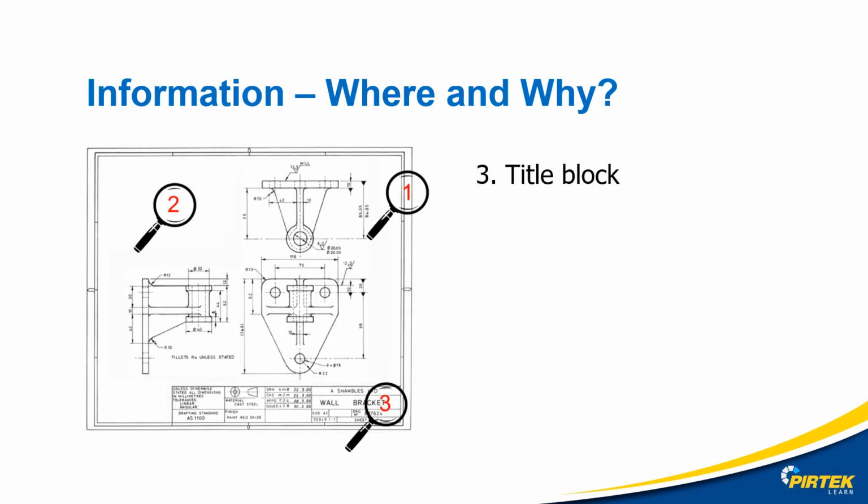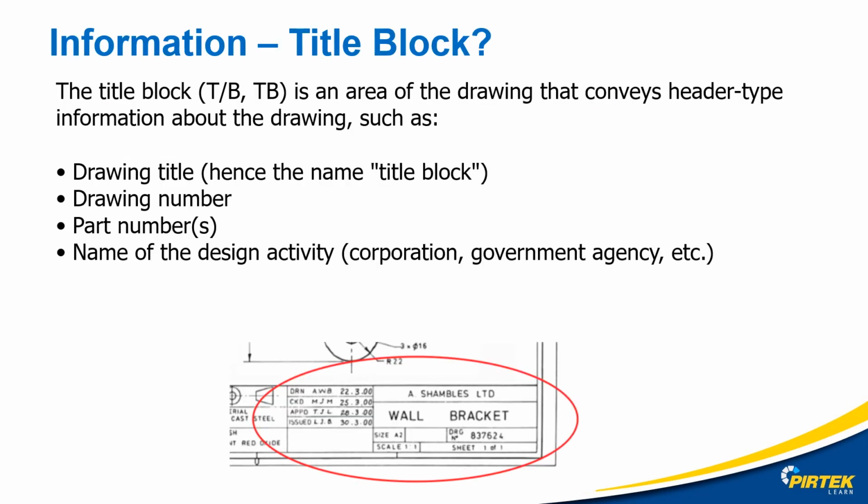Now let's have a look at the title block. The title block is an area of the drawing that contains header type information about the drawing, like the drawing title, the drawing number, part numbers, name of the activity, the company's logo, organization's logo, etc.